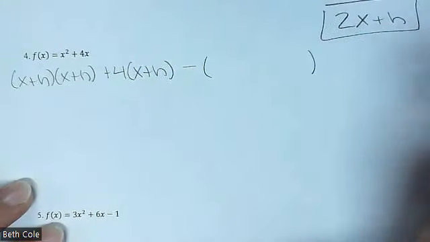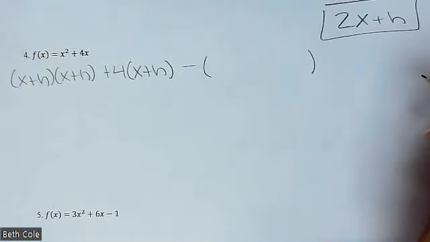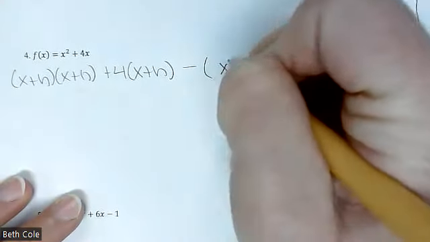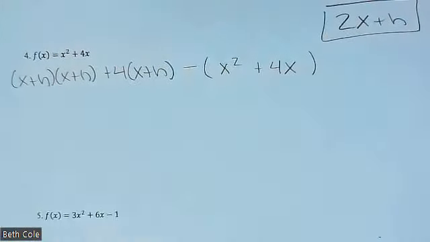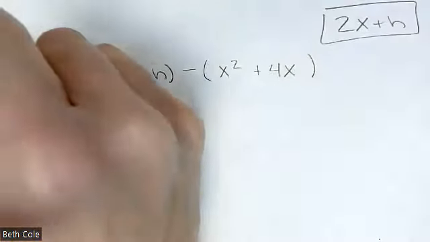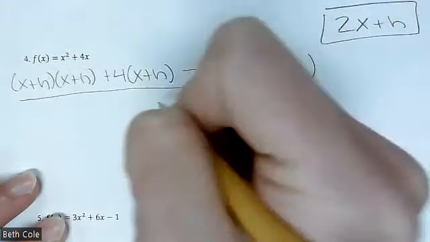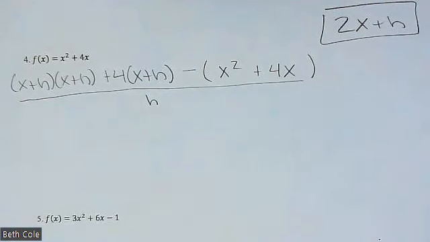Yeah, minus the function, like that stuff. So minus parentheses, and then just put the function inside of it. And then it's all over h. And again, if you want to just throw that in at the last step, that's okay. As long as your answer's right, I'll be fine with it.